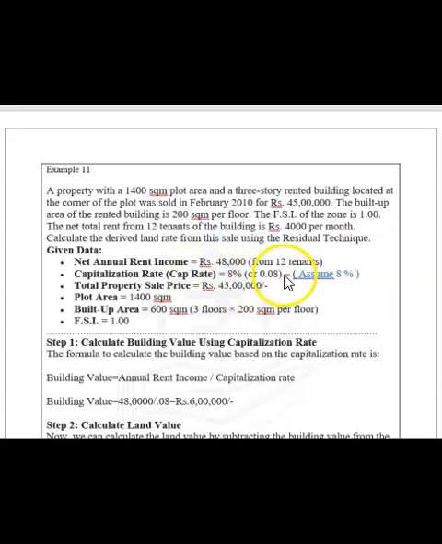Here, for solving this question, we are using capitalization rate of 8%. Total property sale price is 45 lakhs. Plot area 1400 square meter. Built-up area 600 square meter, 3 floors into 200 square meter. FSI is 1. Plot is 1400 square meter, FSI is 1, so 1400 square meter construction can be done. But here 600 square meter construction is done, and that is given on rent.